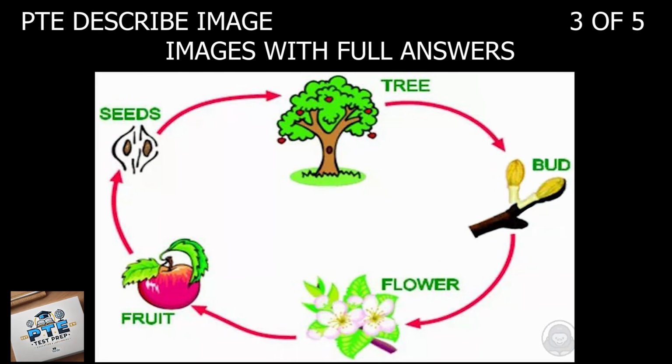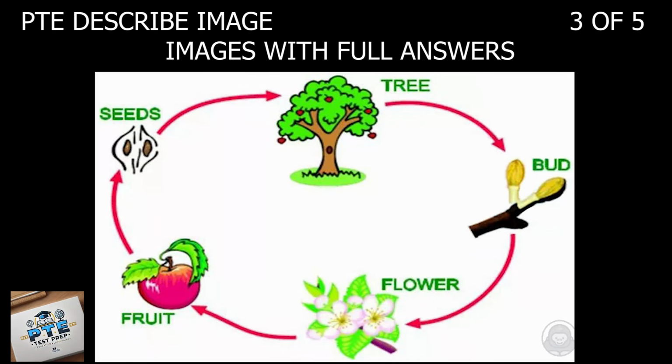The diagram shows the stages involved in the life cycle of a plant. It begins with seeds, which germinate and grow into a mature tree over time. The tree then produces buds, which gradually develop into flowers. These flowers further transform into fruits that contain seeds inside them.